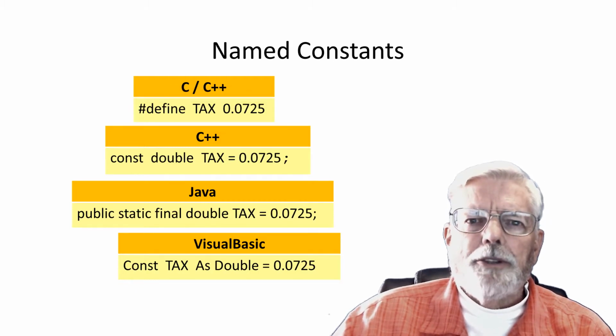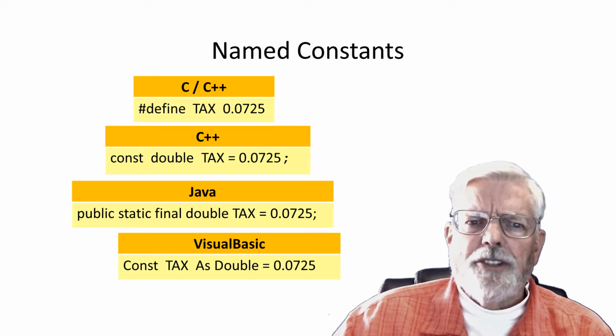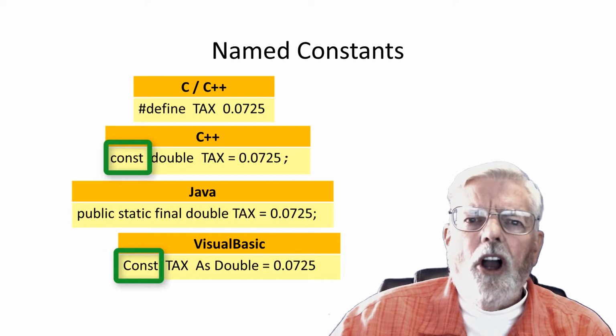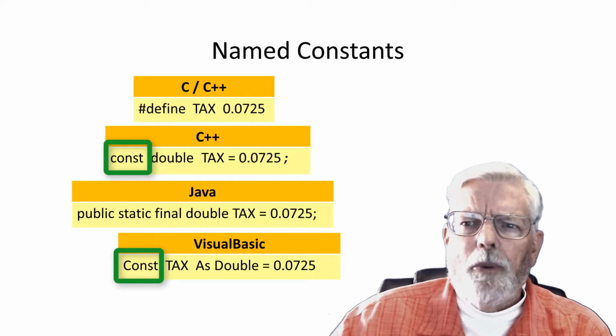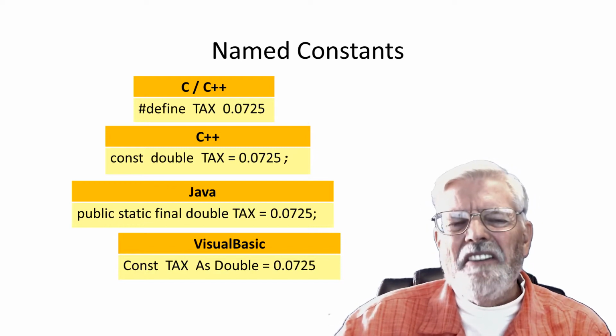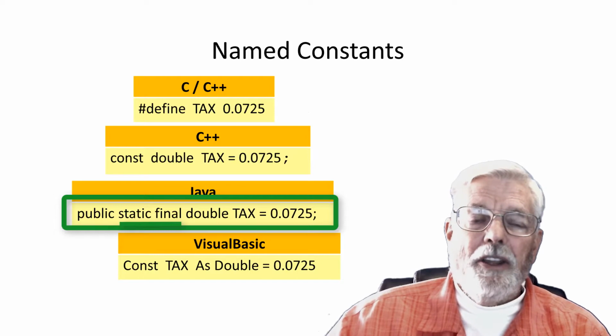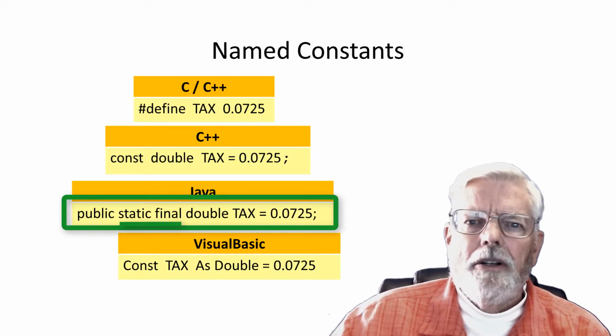Constants are declared in C++ and Visual Basic the same way variables are declared, except that the keyword const is placed at the beginning of the declaration. Although Java does not exactly have a definition for constants, the keyword static final can be used to make the equivalent of a constant.